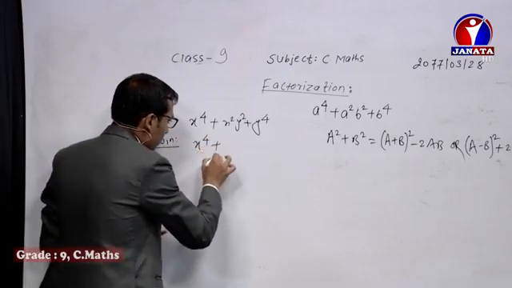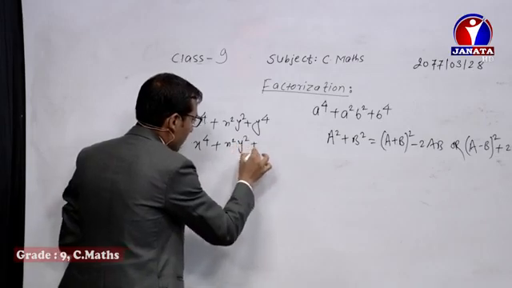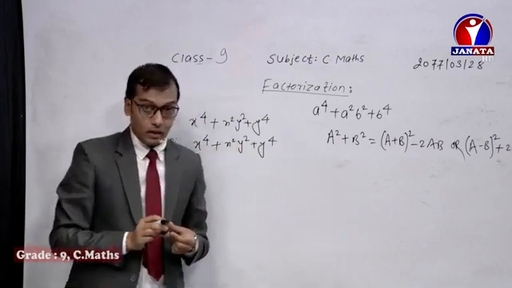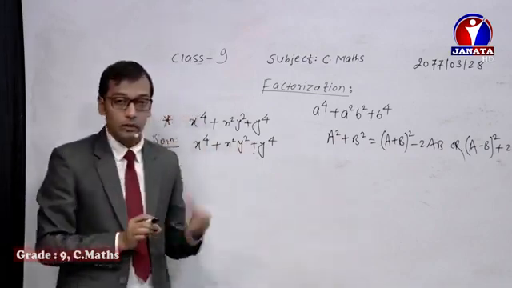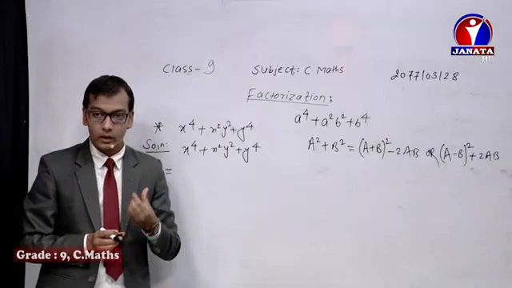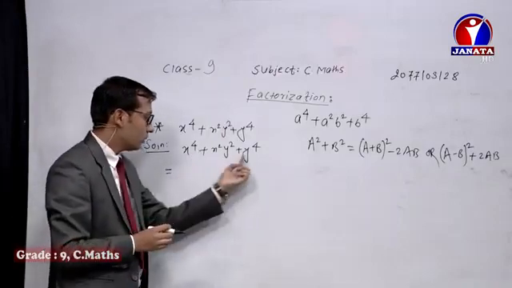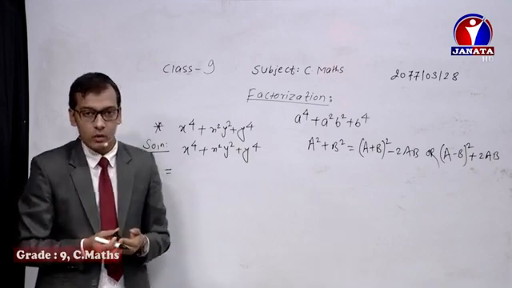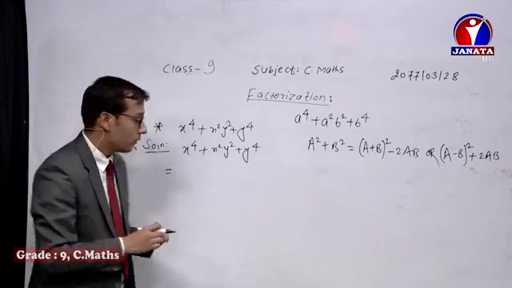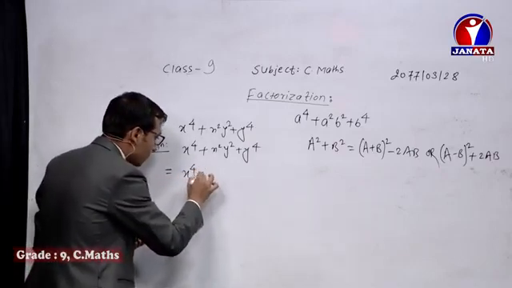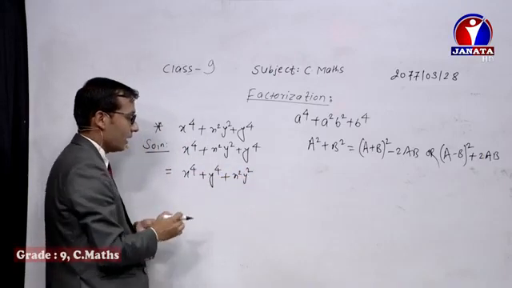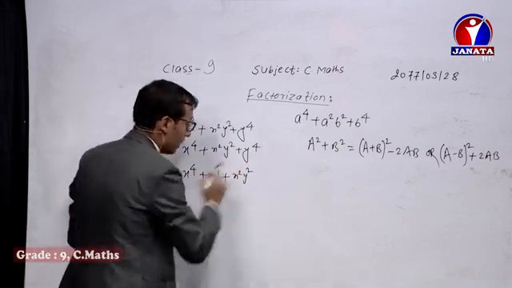So x to the power 4 plus x square y square plus y to the power 4. How do we factorize this? Here, if we arrange the first and third term, then we can convert x to the 4 plus y to the power 4 into a square plus b square form, and we can factorize this expression. So I'm ordering the terms, first and third: x to the power 4 plus y to the power 4 plus x square y square. The second term is as it is, and here I have written it in the third step, the third term.